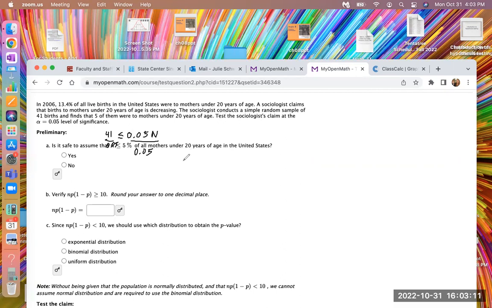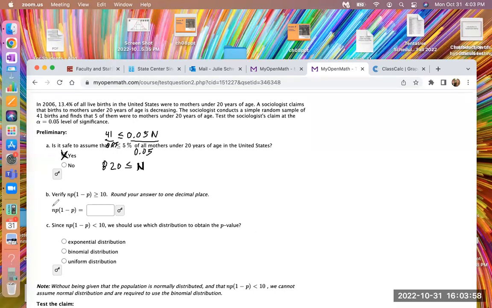So if there are more than 820 mothers under the age of 20 in the United States, which there definitely are, then it's safe to assume that the sample size is less than 5% of the population. So I would say yes, it's safe to assume that, because there are a lot more mothers under age 20 in the United States than 820. So our large population has to be greater than 820.